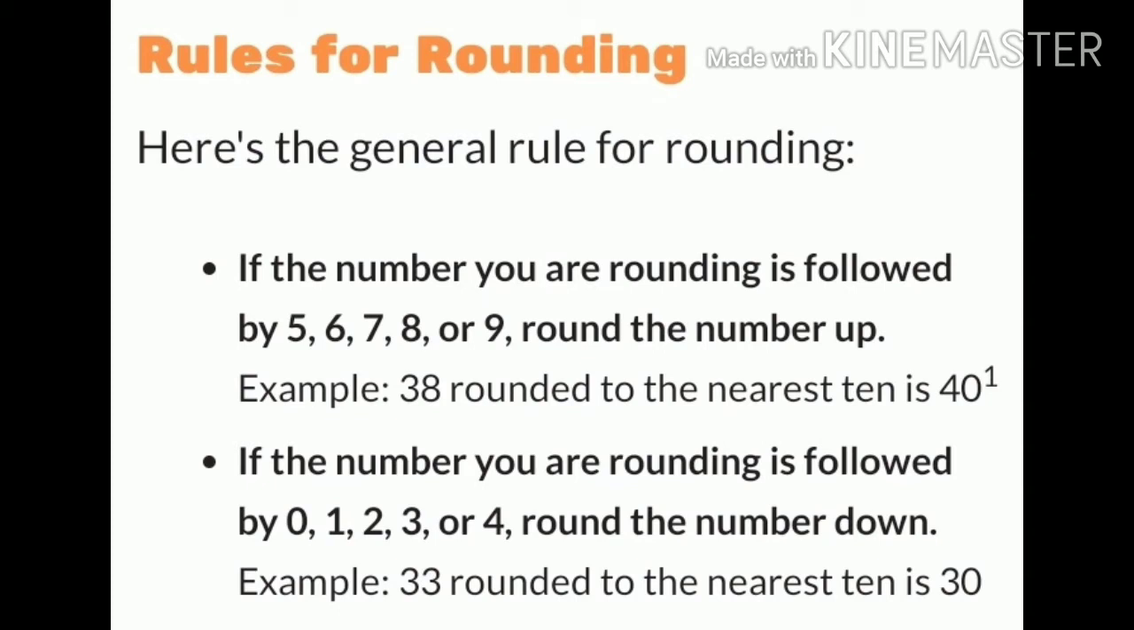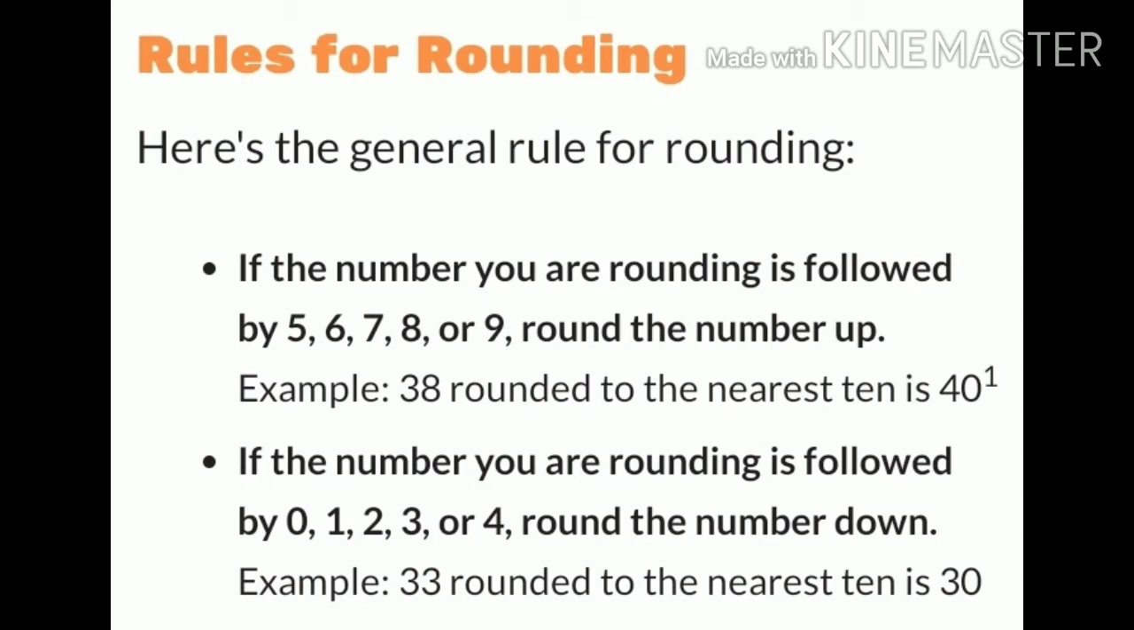Example number 1: 8 compared with 5. 8 is greater than 5. Nearest 10 for 38 is 40. In another example, 33 rounded to the nearest 10: 3 is less than 5. Then we write nearest 10 for 33 is 30.